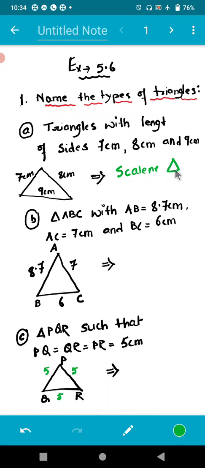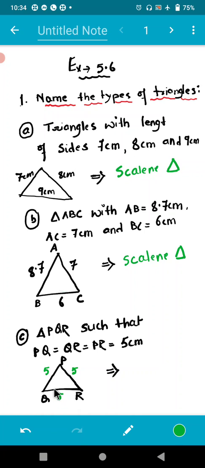Scalene triangle. Yes. Now what is there in sum number B? A triangle ABC with AB 8.5 centimeter, AC 7 centimeter and BC equals to 6 centimeter. So you see I have drawn one figure. See in this case also all the sides are unequal to each other. So we'll again write scalene triangle.